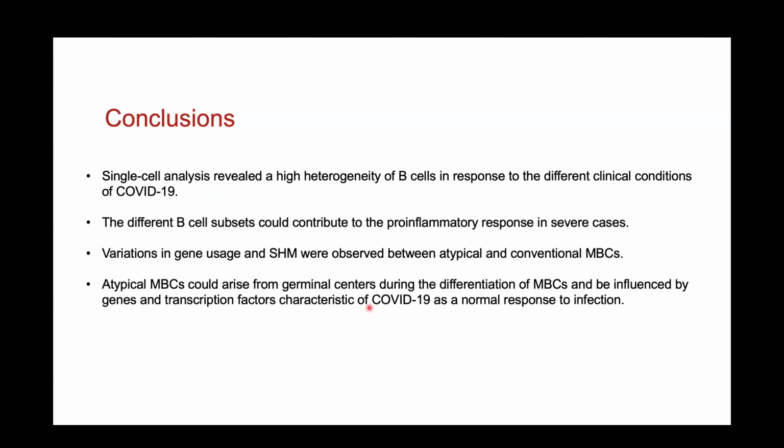And as conclusions, we can say that single-cell analysis reveals a high heterogeneity of B cells in response to the different clinical conditions of COVID-19. The different B cell subsets could contribute to the proinflammatory response in several cases. Also, variations in gene usage and somatic hypermutations were observed between atypical and conventional memory B cells, and atypical memory B cells could arise from germinal center during the differentiation of memory B cells and can be influenced by genes and transcription factors characteristic of COVID-19 as a normal response to the infection.